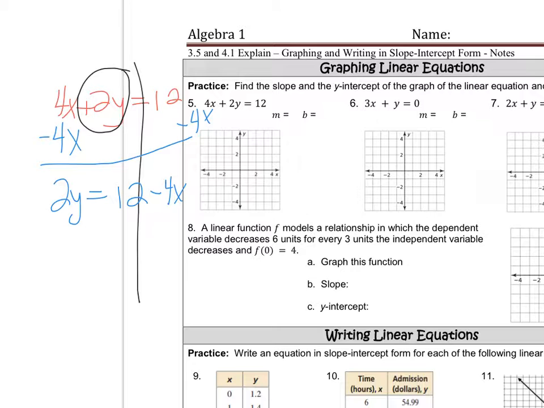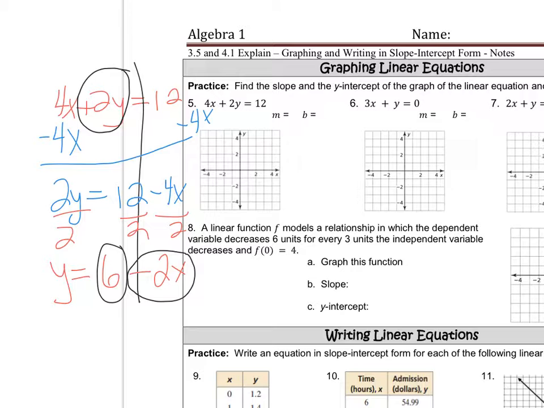The last thing I do is I'm still isolating my y. Right now my y is being multiplied by 2, so I'm going to divide every term by 2. And I'm left with y equals 6 minus 2x. Okay, now I just have to rewrite it into slope-intercept form. So I'm going to circle each of my terms so I'll know what sign they have. And my equation in slope-intercept form is y equals negative 2x plus 6.